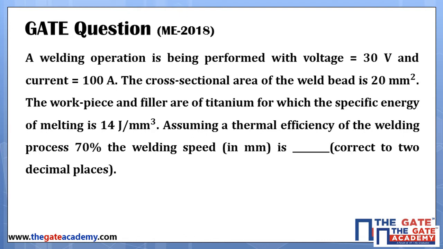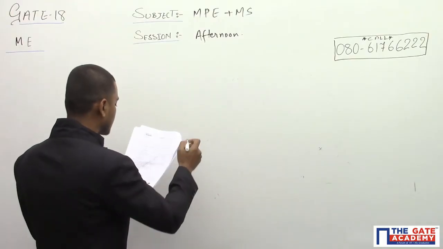Now assume a thermal efficiency of the welding process is 70%. So heat transfer efficiency is given. So the welding speed in mm is, so we have to find out the welding speed. So first we will write down the given data.